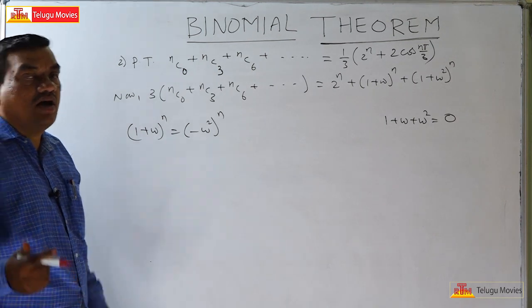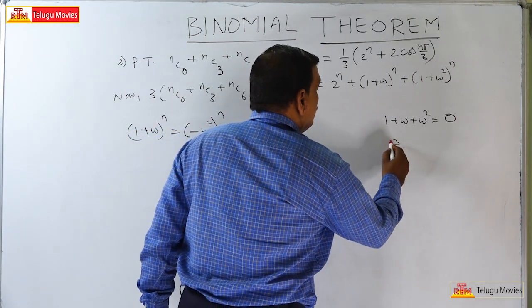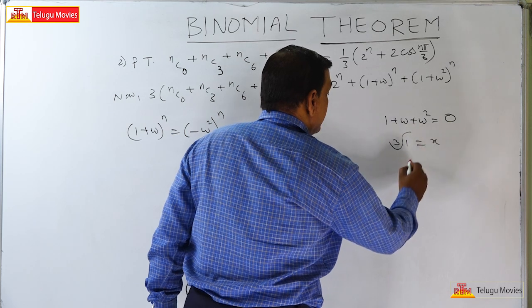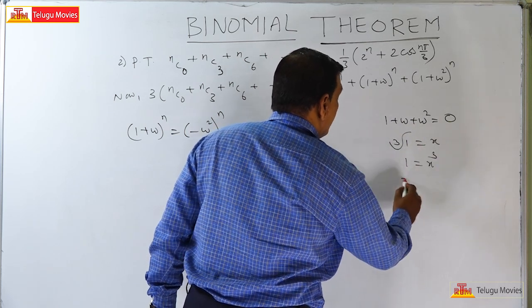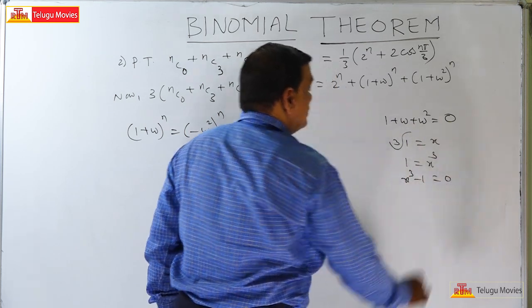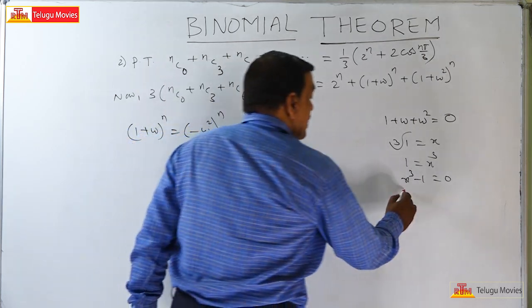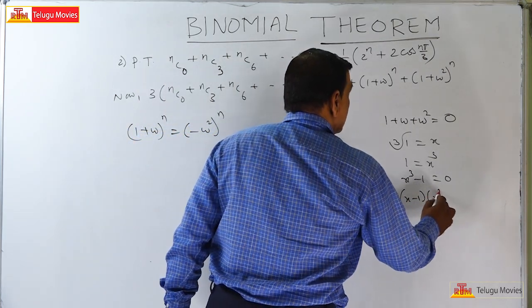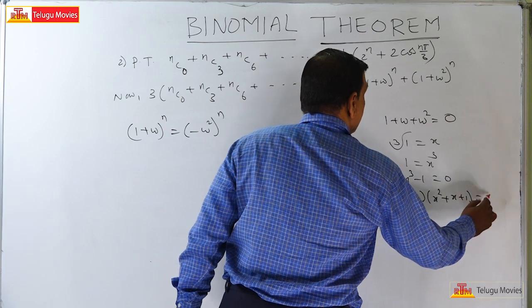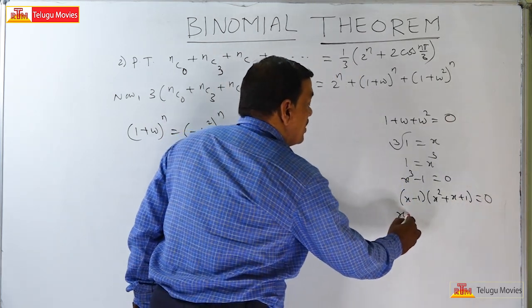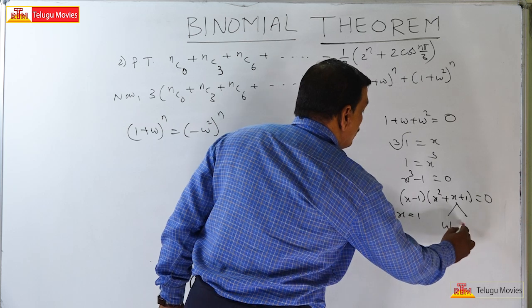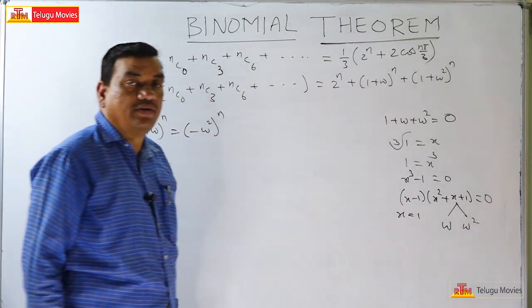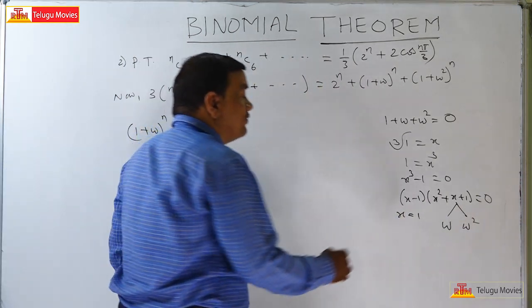Actually, what is omega? We know that this is a cube root of unity, that is x cube minus 1 is equal to 0. Therefore, we have (x minus 1) into (x square plus x plus 1) is equal to 0. So, we got x is equal to 1. We have the two roots, one is omega and the other is omega square. Okay, now, what is omega?